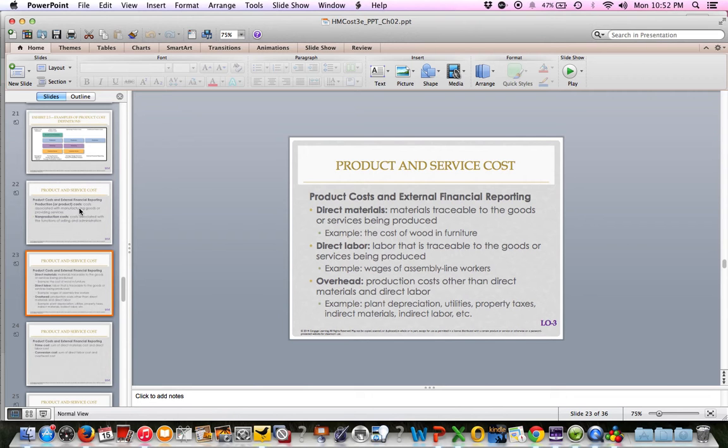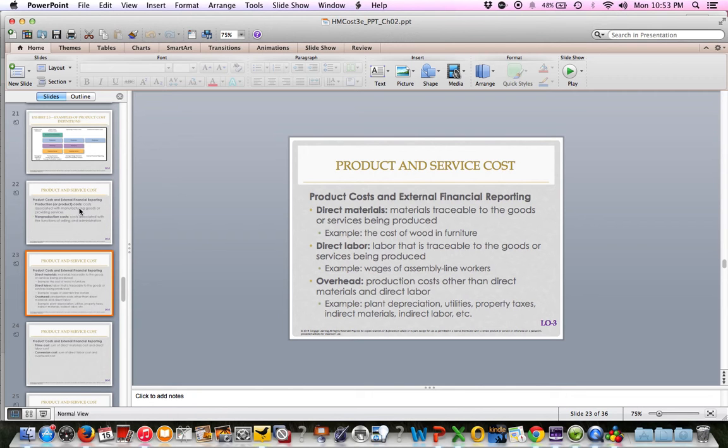Product costs and external financial reporting, we talk about direct materials. A direct material is directly traceable to the good or service being produced. The example I gave earlier, which is the same example in the PowerPoint, is the cost of wooden furniture. If I am making a desk and it's, let's say, 90% wood, we can say that's for sure the direct material. There's going to be some glue, stain, nails, screws, some hardware, but probably a fairly small cost there. So it's fairly easy to say that the wood is the direct material.